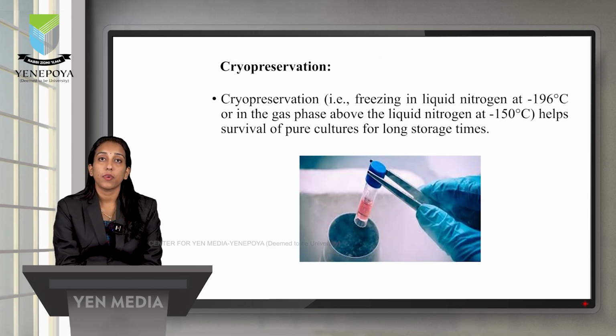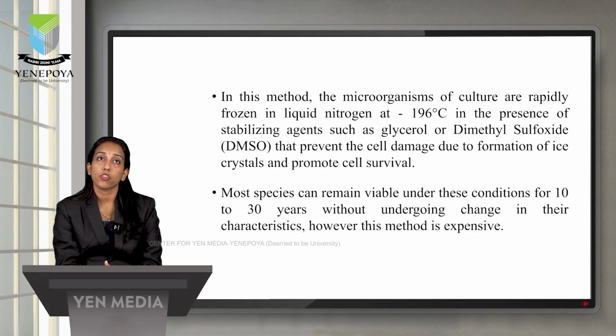Then the next low temperature method is cryopreservation. Cryopreservation means using liquid nitrogen, freezing in liquid nitrogen at almost minus 196 degrees Celsius, or in the gaseous phase above the liquid nitrogen at minus 150 degrees Celsius. This will be kept for a long storage time. This we can keep for long storage.